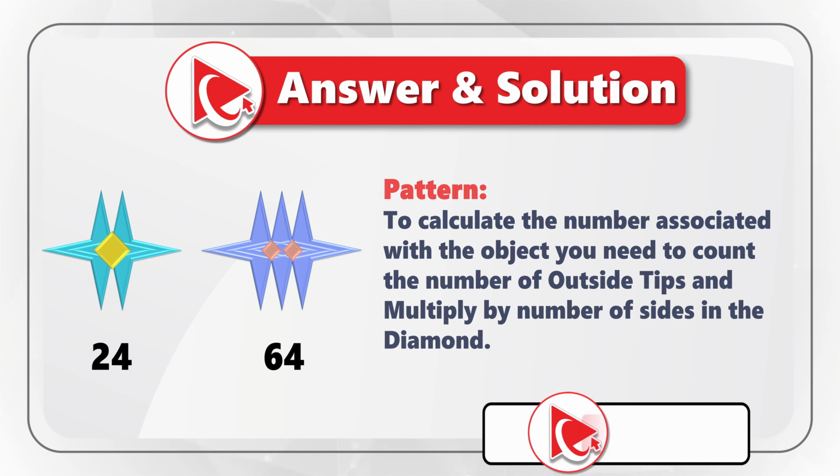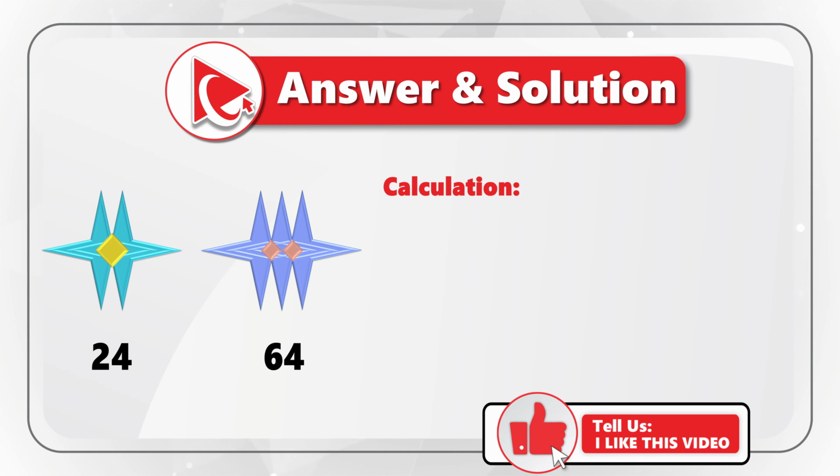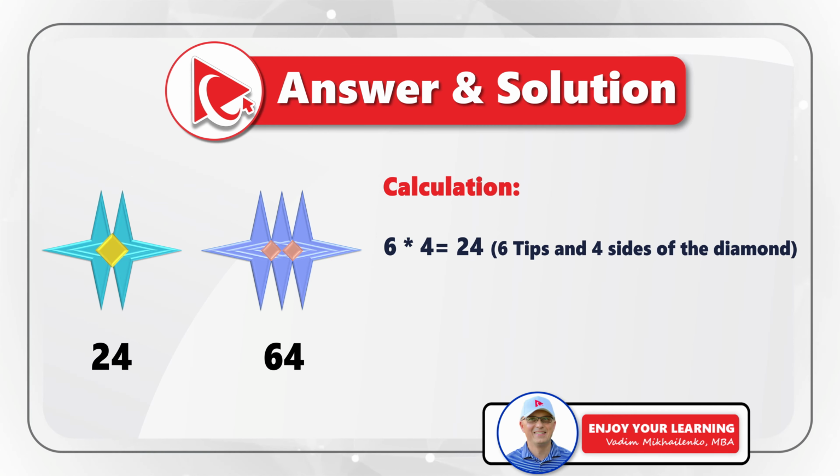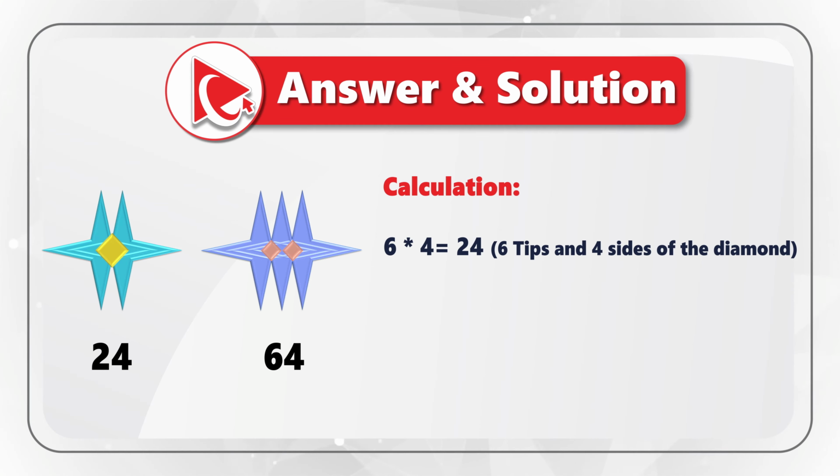And it only has 1 diamond, which is represented by 4 sides. 6 multiplied by 4 equals 24. Can you do the calculations for the second set? I'm here to help you.